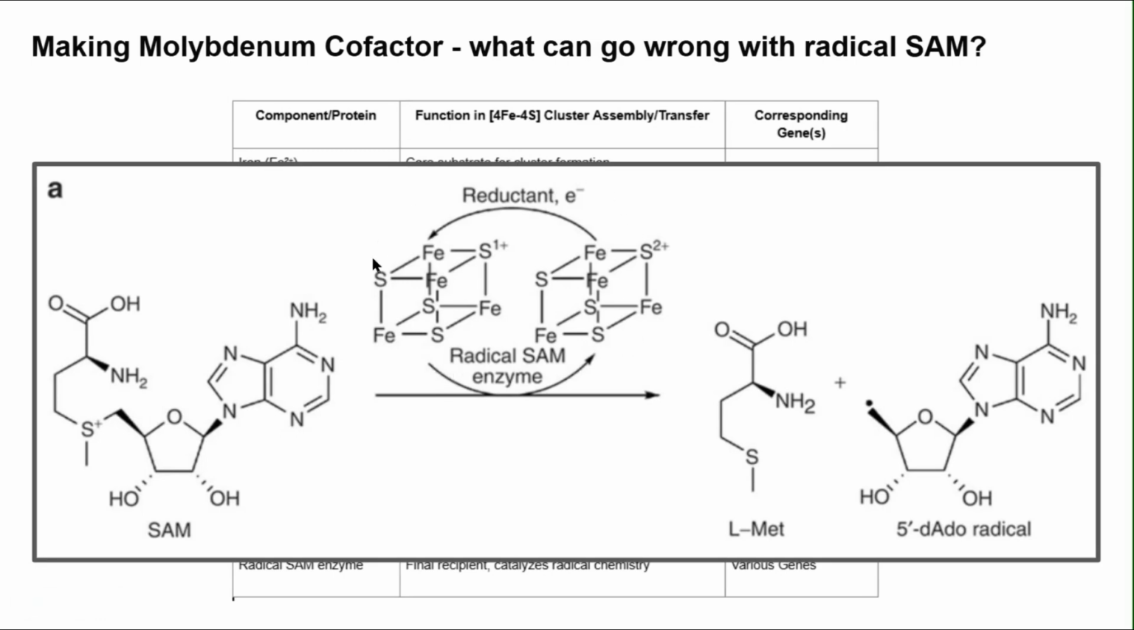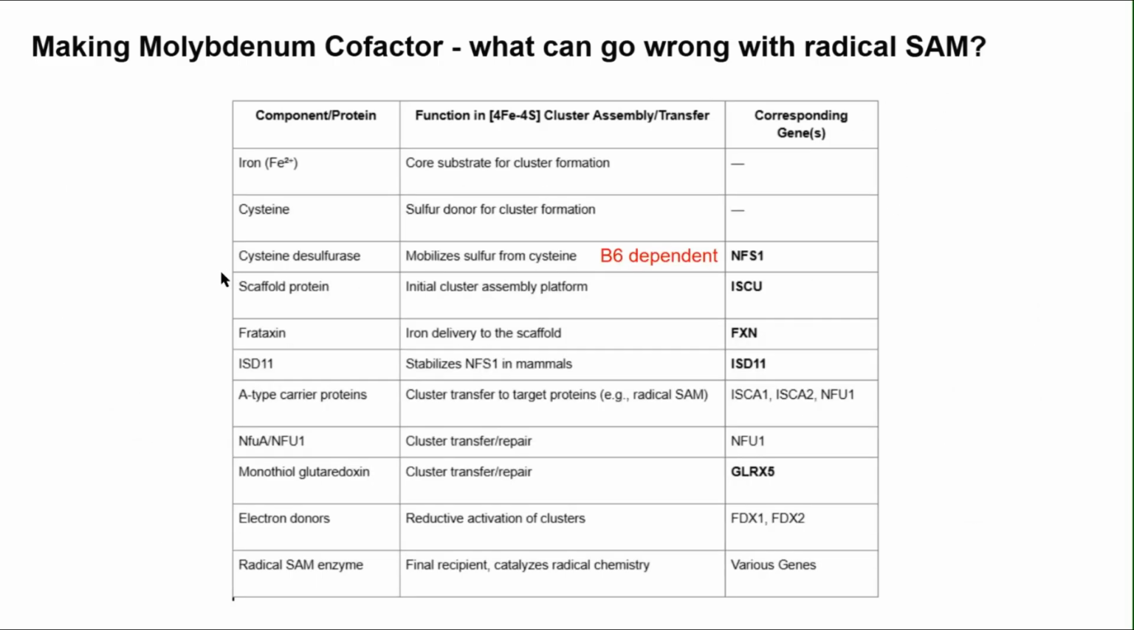So here's the reaction where you actually need iron-sulfur clusters for radical SAM enzyme activity, and being able to make iron-sulfur clusters is dependent on this enzyme cysteine desulfurase. And so it mobilizes the sulfur from cysteine, and that's B6 dependent. And these are the other genes involved in making iron-sulfur clusters. And so you could have a genetic problem. And these are the things you would want to look up on a genetic test.